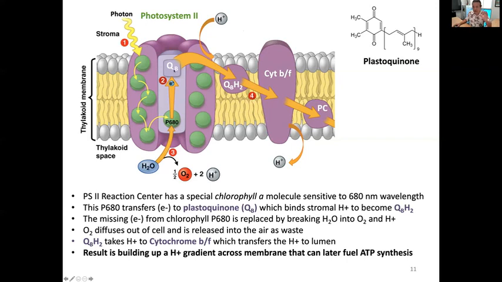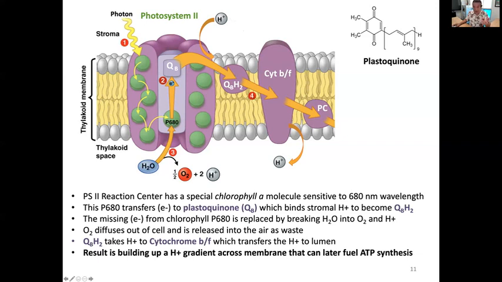It's one of these other examples of a prosthetic group that can float around by itself. So here's the structure of plastoquinone. This QB will then move the electron through the membrane over here. In this case, it's an electron without a proton attached to it, and as we said before, electrons don't like to transfer that way.